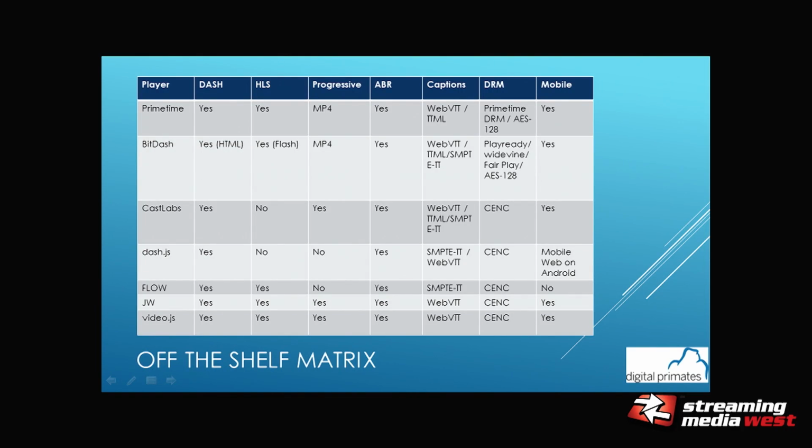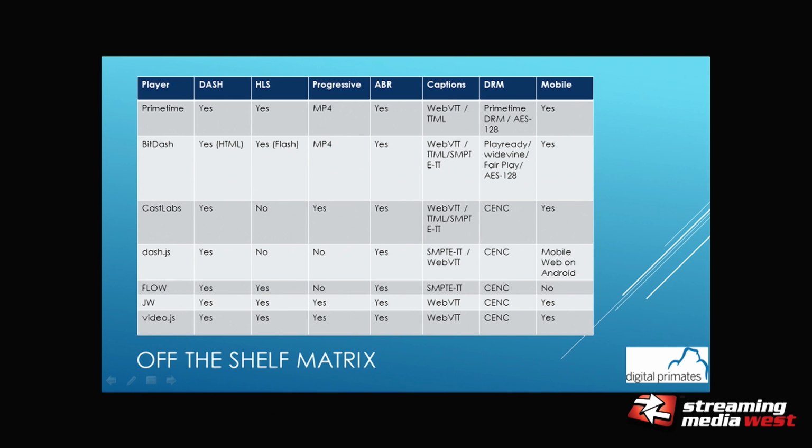And so, just a quick little tour through them in terms of what is and what is not supported. Of the ones I've listed, and I'm very partial to Dash, you'll notice that these all support Dash, which is probably part of why they're the ones most used by my clients. Many of them also have support for HLS. Most also have support for progressive download. All of them support adaptive bitrate. They all have some version of supporting captions. They all have some version of supporting DRM.